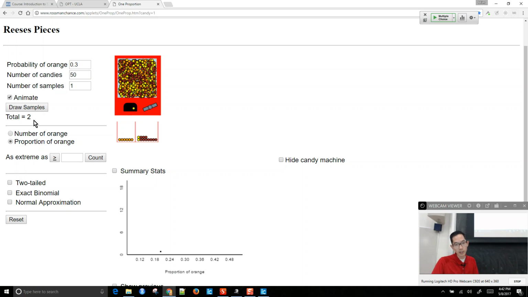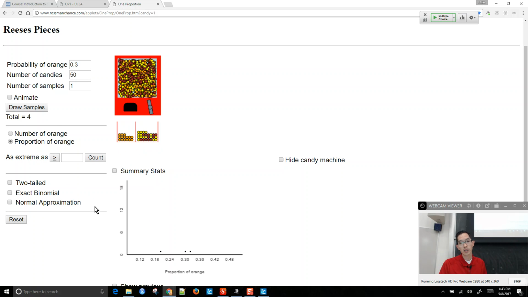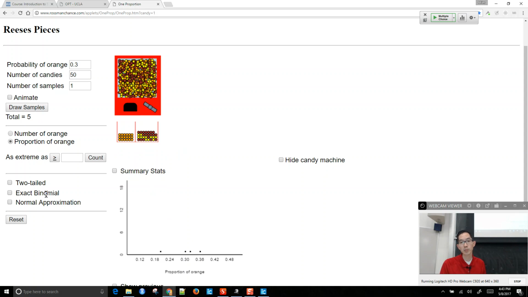So I'll do this again. Okay, in this scenario, we counted 16 pieces that are orange. That gives me 32%, and we put a dot at 32. Let me just speed this up. And here we get 15 out of 50. That's 30% exactly. Here's another sample. This one came out 18. We have 36% orange. Okay, and we can keep repeating this.